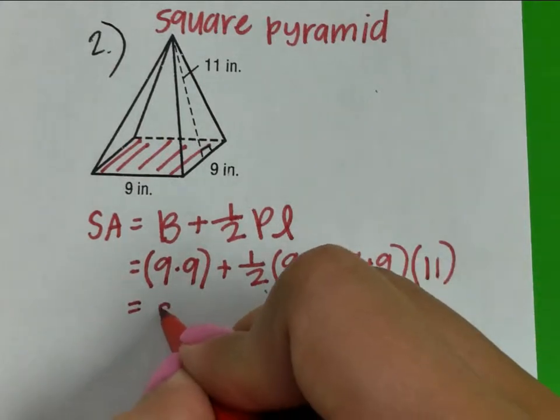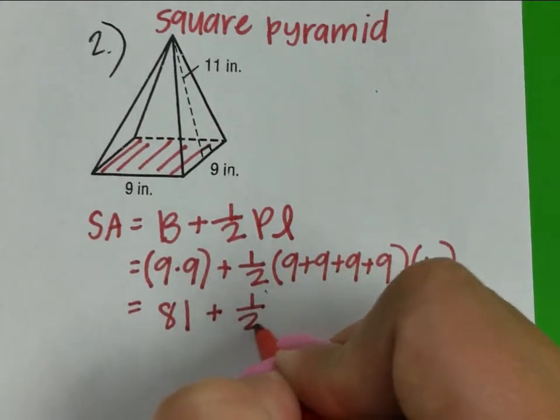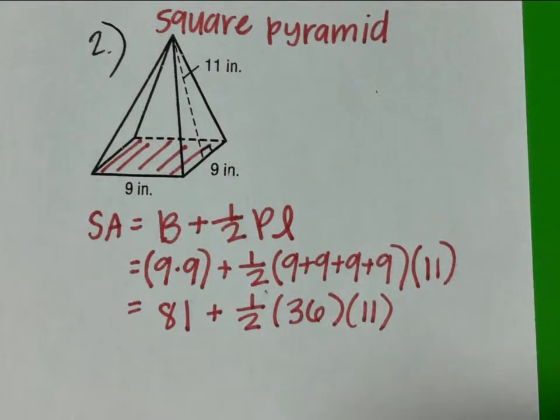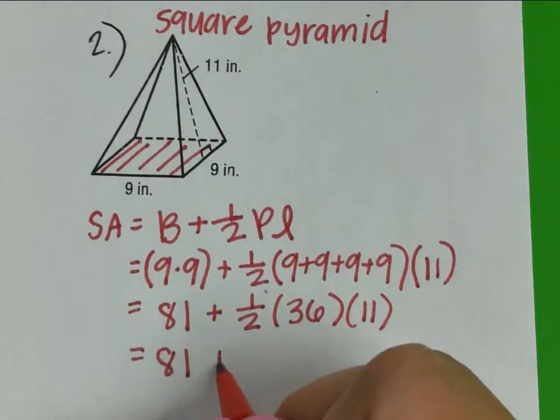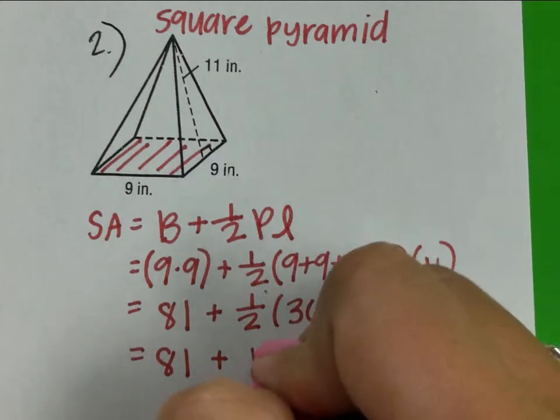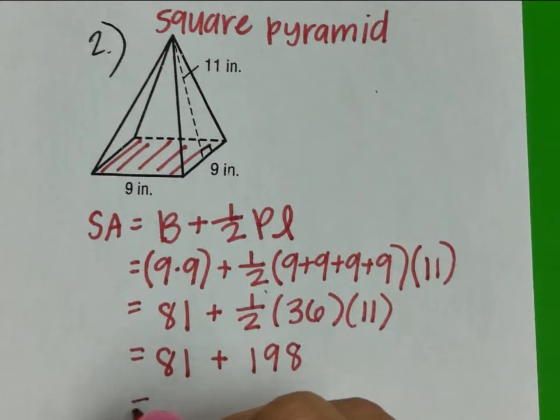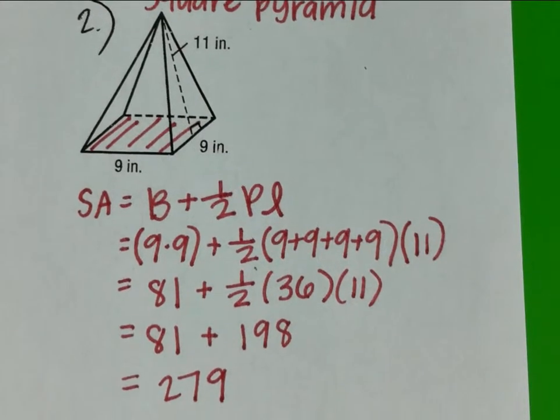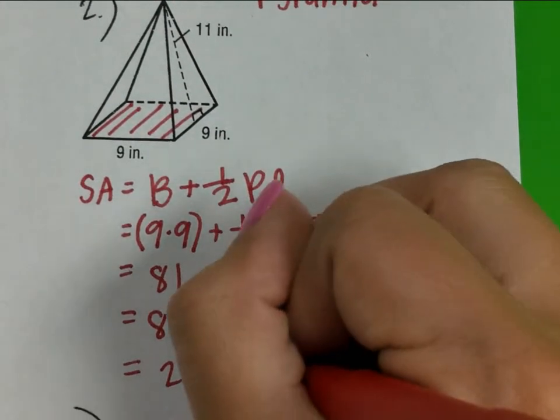Alright, so like we said, 9 times 9, we get 81, plus 1/2 times 36 times 11. Then that gives me 81 plus what? What is 1/2 times 36 times 11? 198. Thank you. And then add 81 to that. What do you get? 279. So what is it? 279 what? Inches squared. Good.